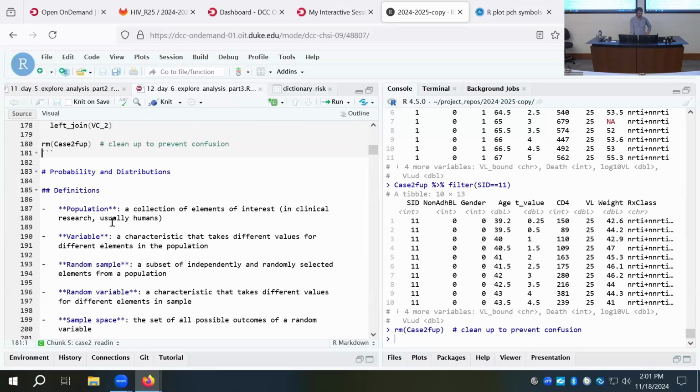A random sample is some subset of independently and randomly selected elements from that population. We can't go out and measure everybody's CD4 count in the Research Triangle. That's not practical. But we can collect a random sample of some population of interest within that and measure it. And then the hope is that that random sample is representative of the population of interest.